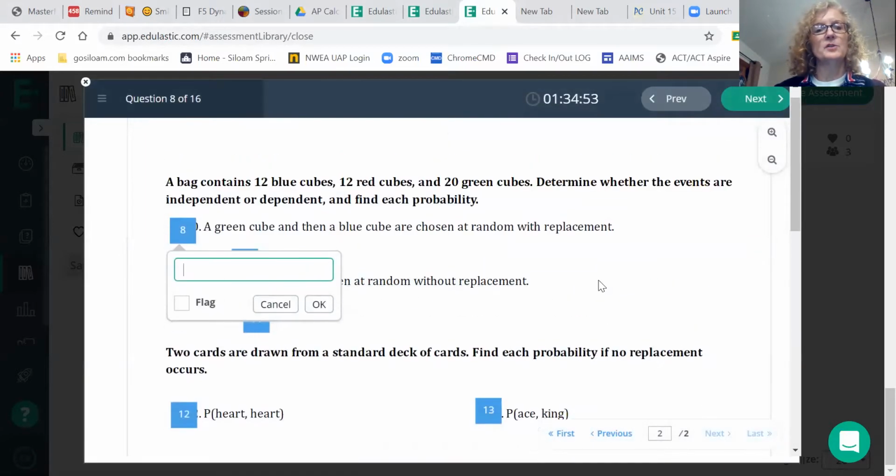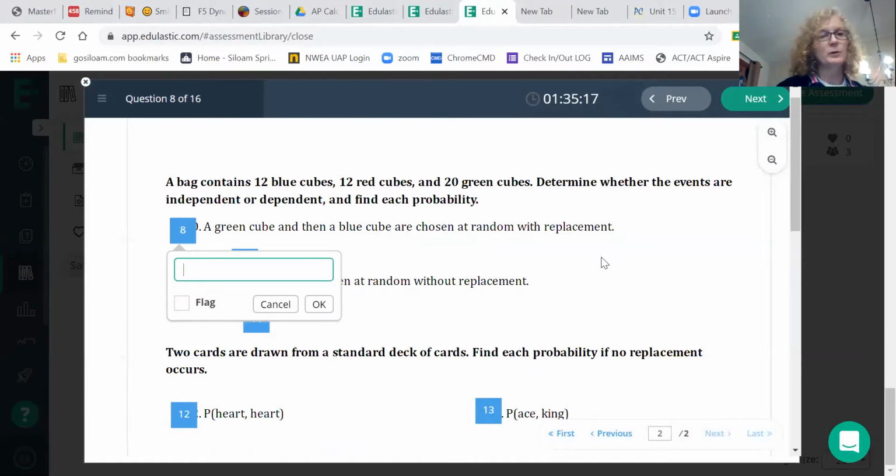So let's take a look at this first question, number 8. A green cube and then a blue cube. Hang on just a minute. Sorry, I forgot my notes. I had to have something to write on.